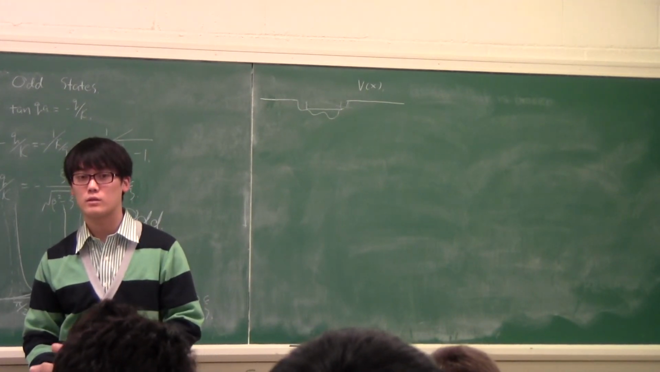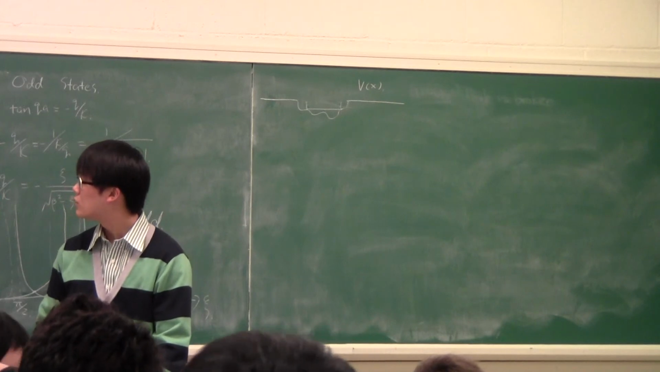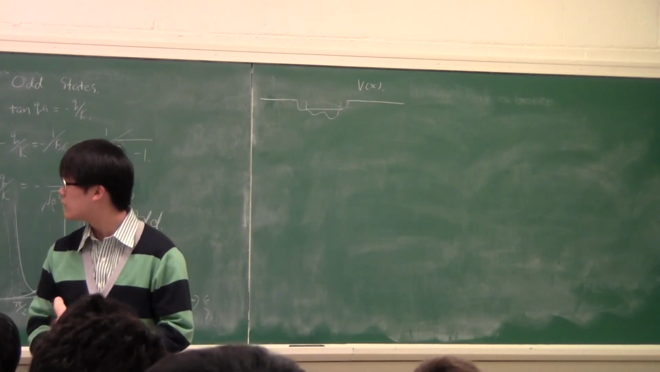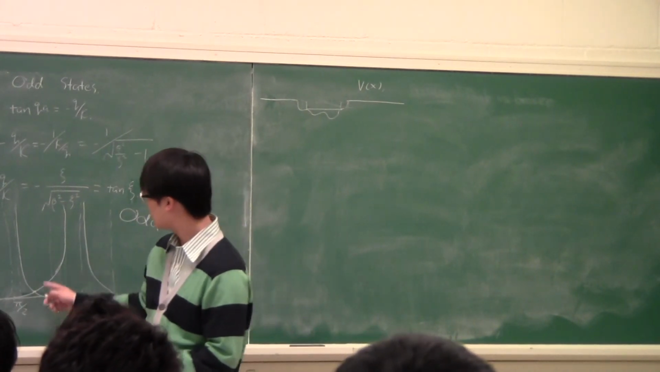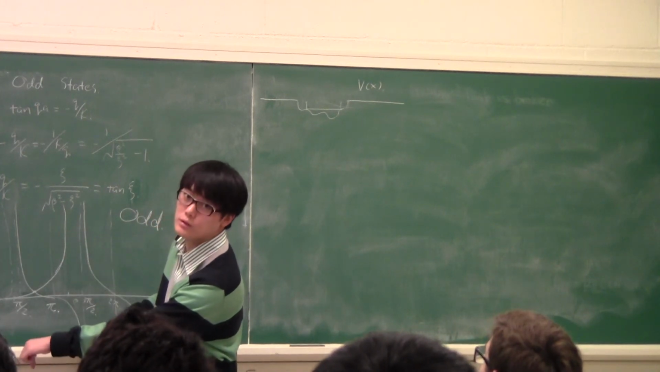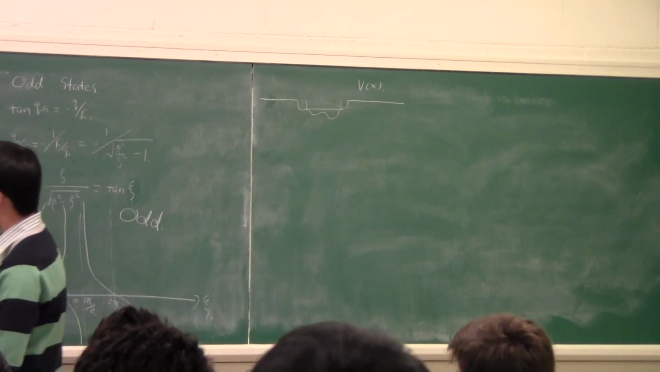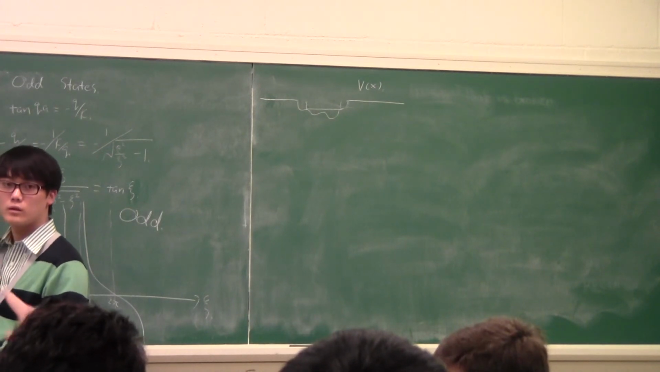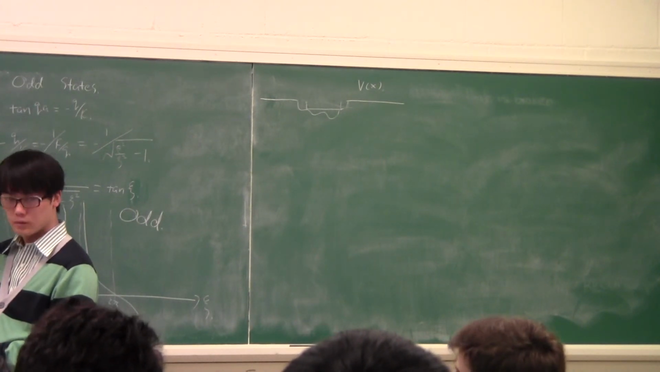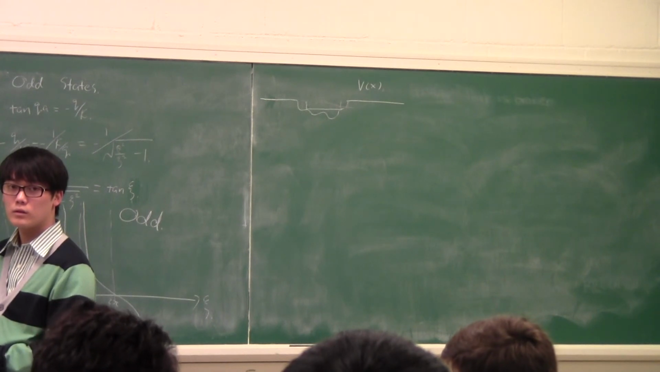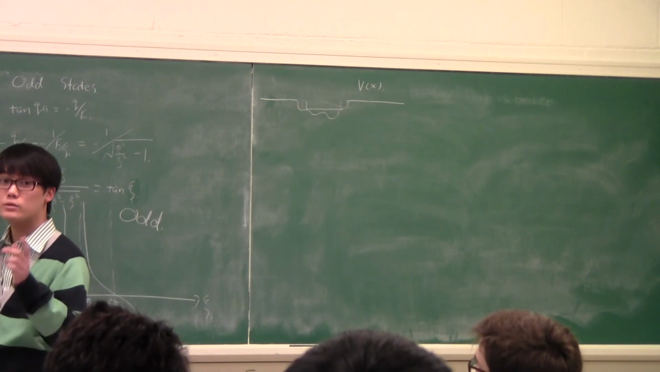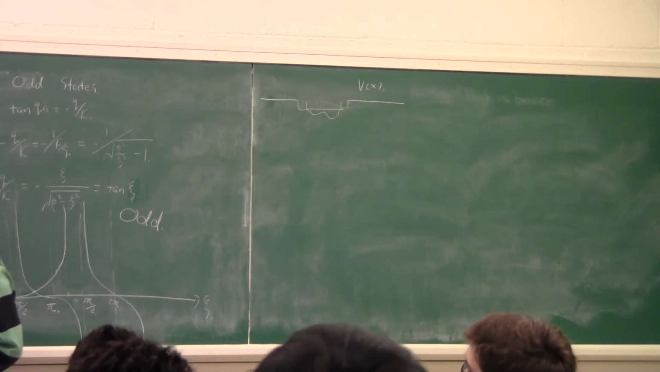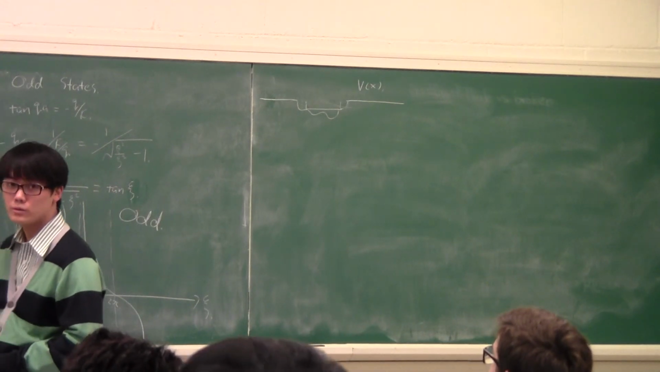I just wanted to say, if you wanted to still use the same graph on the left for the odd states, you would still use the same curve that curves down that way, but the other one you graph would be minus cotangent of qa. So you can use cotangent, if you want to use this.